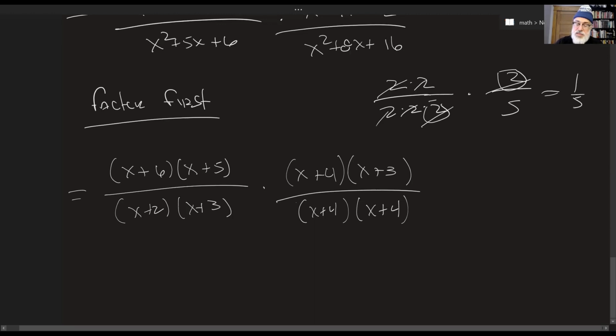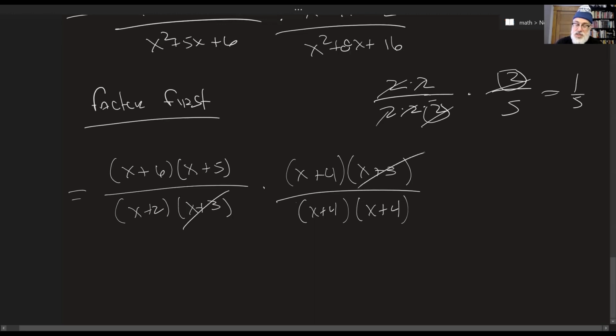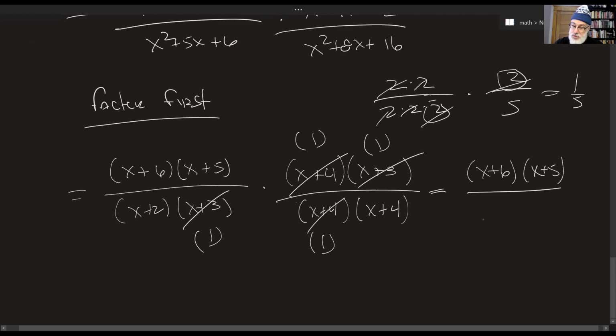Same thing applies here. If I have a term in the denominator of one expression and the same term in the numerator of the other expression, I can cancel. So that's why this x plus 3 cancels. X plus 4 will go away. And that's it. So multiplying through, these become 1, by the way, just in case you wonder what happens. Those become 1. And then we have x plus 5, then x plus 2, and x plus 4.